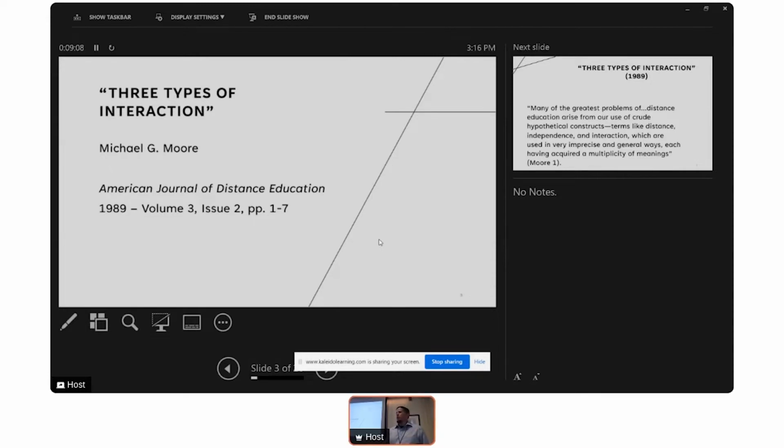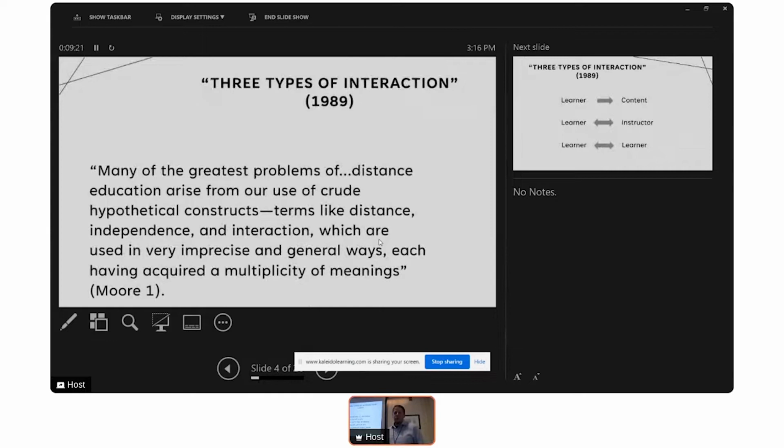But the other reason I wanted to spend some time on this article is because so much has changed in those years, but also in some ways, not very much has changed. So first, a quotation from page 1. Many of the greatest problems of distance education arise from our use of crude hypothetical constructs, terms like distance, independence, and interaction, which are used in very imprecise and general ways, each having acquired a multiplicity of meanings.